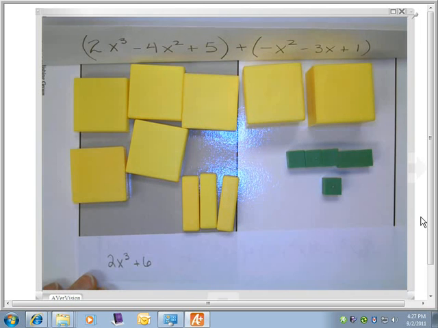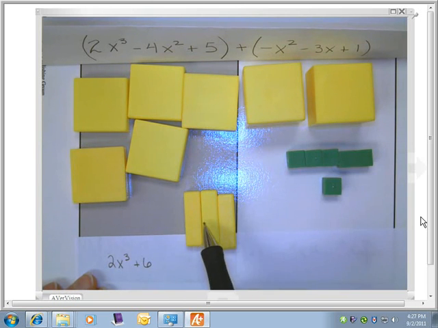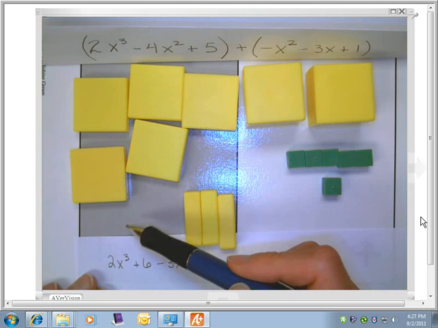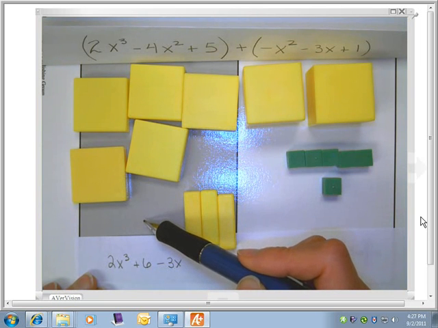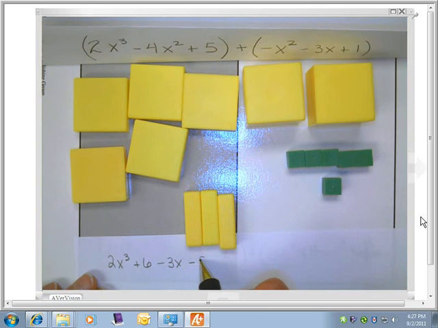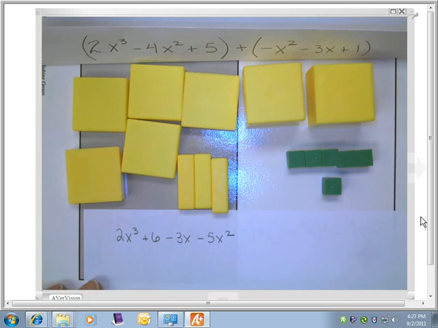Let's look on this side. This is my negative side. So everything I have on this side, I have to make sure I put a negative in front. Let's look at these. These are x's. I have 1, 2, 3 x's, and they're all negative. So that's negative 3x. These are all x squared, and they're all negative because they're on the negative side of the mat. So I have negative 5x squared. So that's my answer to my problem.